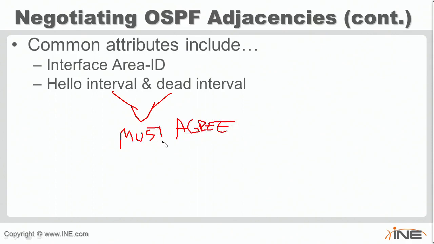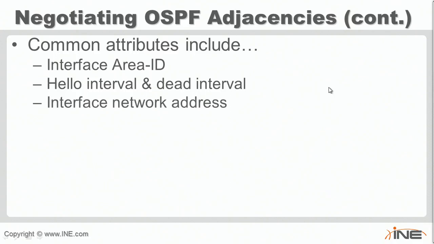So two routers that are forming an adjacency always have to agree on both the hello interval and the dead interval. In the case of EIGRP, those are independent values. We then have the interface's network address. This basically means the subnet. So the two routers have to be on the same subnet to form the adjacency.